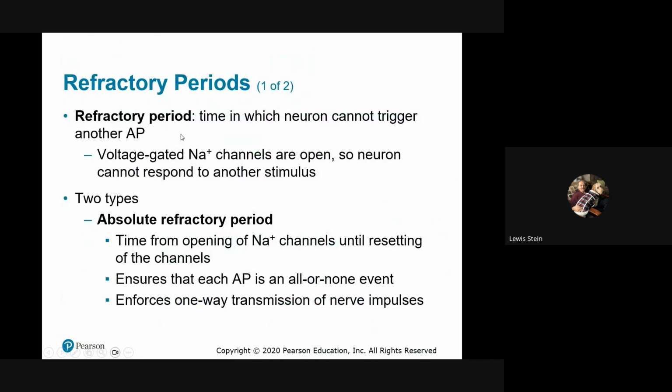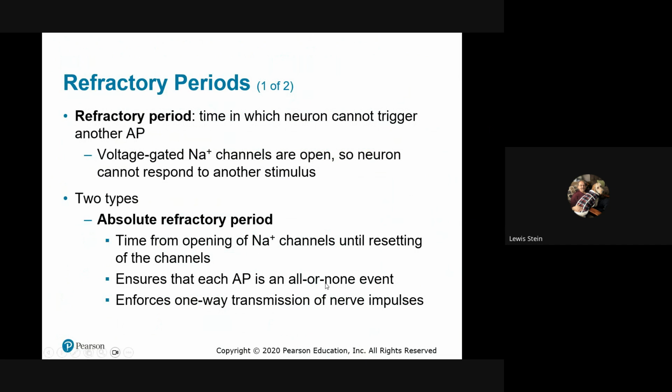So the refractory period is when it can't trigger again. The voltage gated channels are open, but they cannot respond to another stimulus because that inactivation gate is there. So this is the absolute refractory period. And in the heart, we're talking a quarter of a second. Here we're talking 1 or 2 milliseconds. There we're talking 250 milliseconds. It works similarly, but not identically.